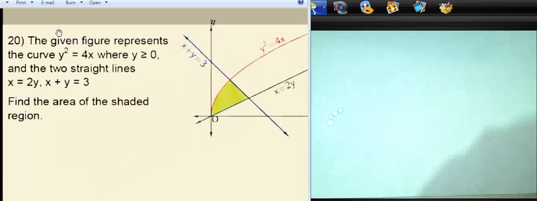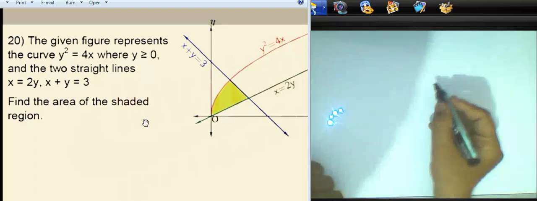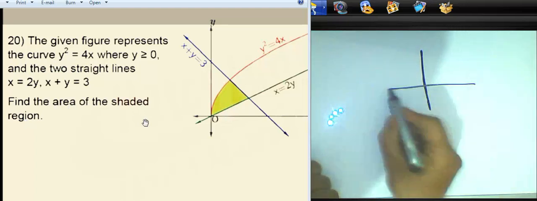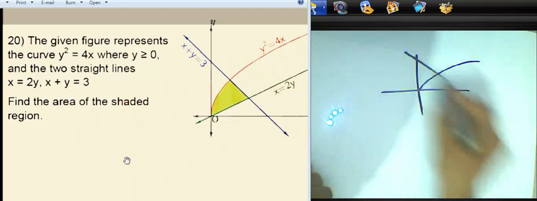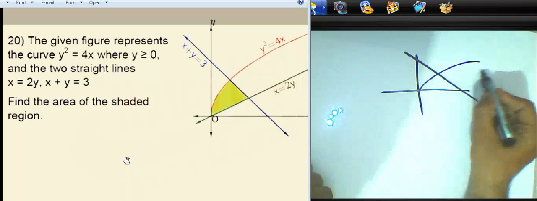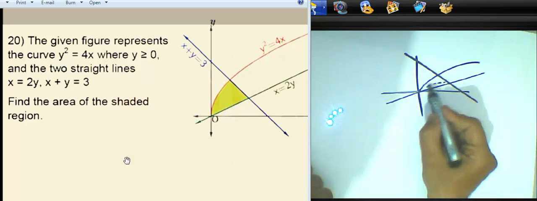Question 20. The given figure represents the curve y squared equals 4x, where y is greater than or equal to 0, and the two straight lines x equals y over 2 and x plus y equals 3. Find the area of the shaded part. Look with me at this function. We have the curve here and a straight line here and a straight line here. He asked about the area of this part.